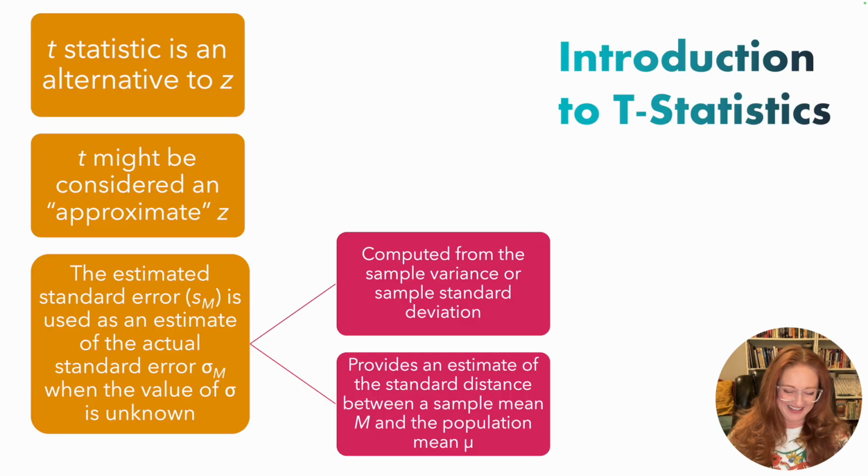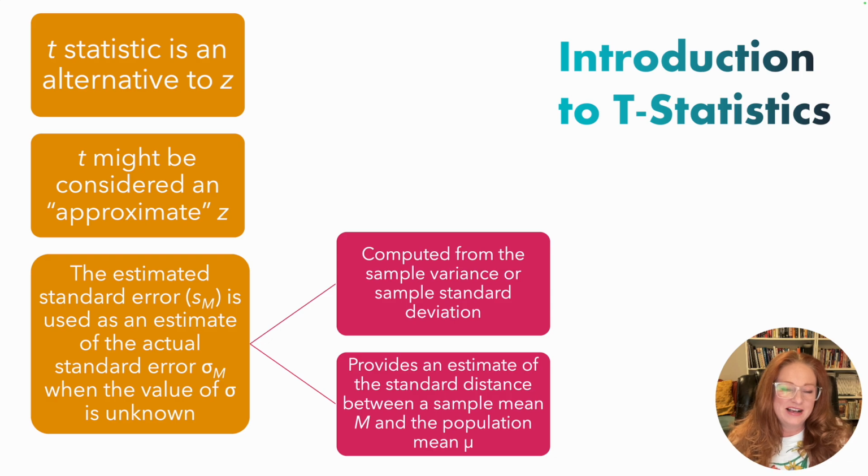Which then allows us to use the t statistic. So t is the alternative to z. And you can think of it as t allowing us to approximate the z. The estimated standard error, s sub M, is used to estimate the actual standard error, sigma sub M.